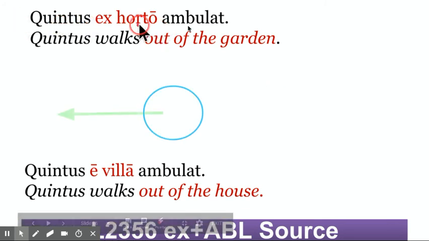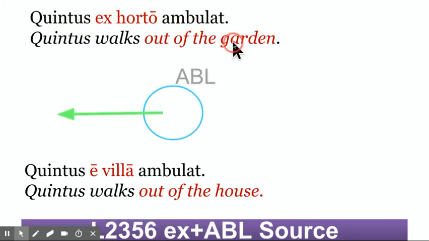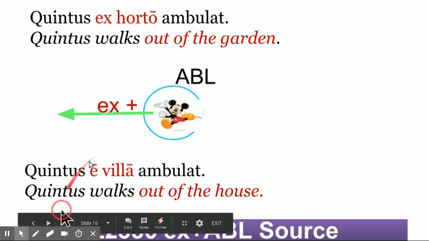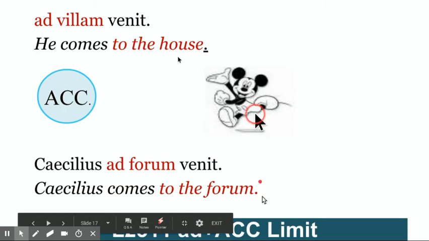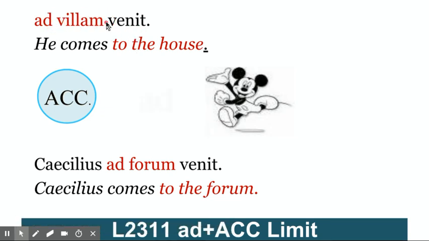So, Quintus ex horto ambulat. Quintus walks out of the garden. Quintus e villa ambulat. Quintus walks out of the house. Now let's go the other way. From ex, let's go to ad. Ad plus accusative is a limit phrase. So he comes to the house, ad plus accusative.